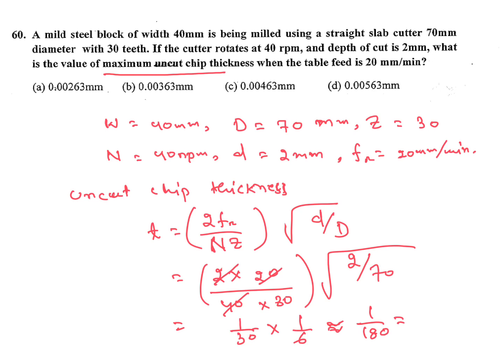So 0.00, then 18 into 5 is 90. The other values, 8002, are not possible, so from here we can omit 00. 18 into 2 is around 36. 18 into 3 is 54, not possible. 72 is nearly 18 into 5. So D is the answer, 563. You can calculate this approximately.